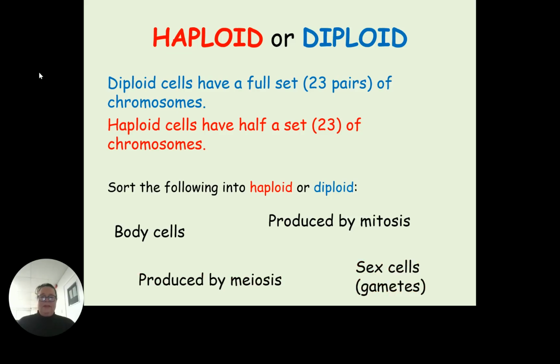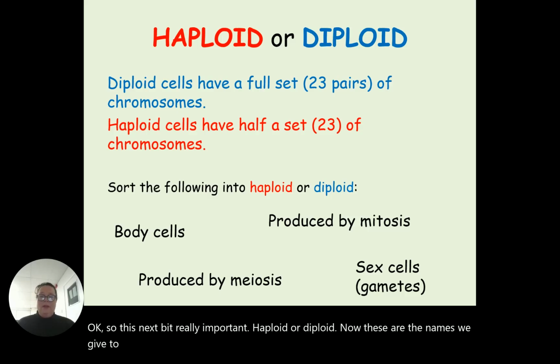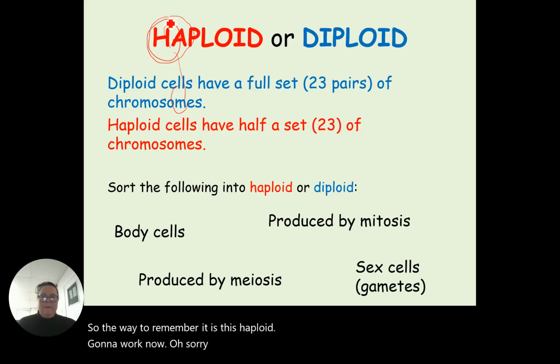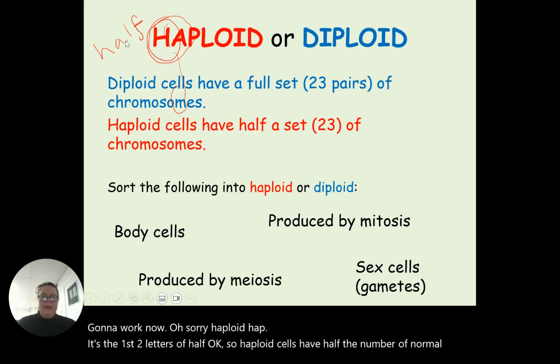Okay, so this next bit, really important: haploid or diploid. These are the names we give to cells depending on their number of chromosomes. The way to remember it is this: haploid is the first two letters of half. So haploid cells have half the number of normal chromosomes.